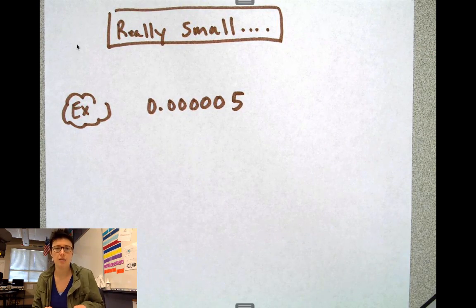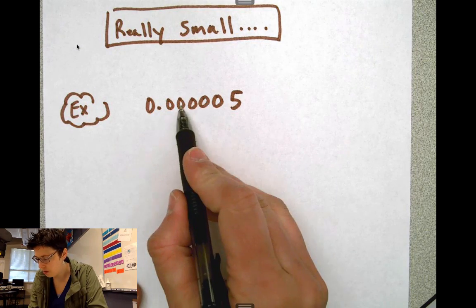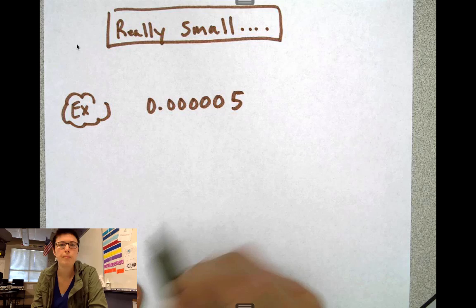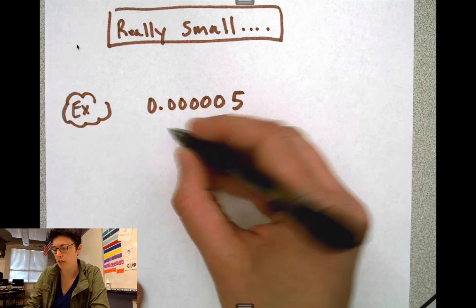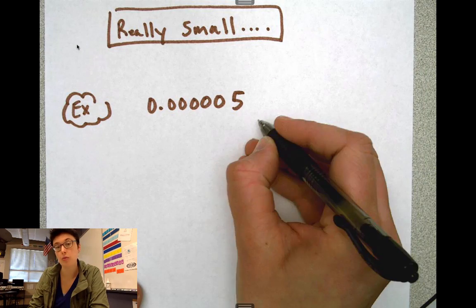It's a pretty tiny number. So how are we going to do this? How many zeros do we have? 1, 2, 3, 4, 5. 5 zeros. How are we going to do this really small number a different way? Again, it's going to come down to decimal movement. This time I want to move the decimal to the right.